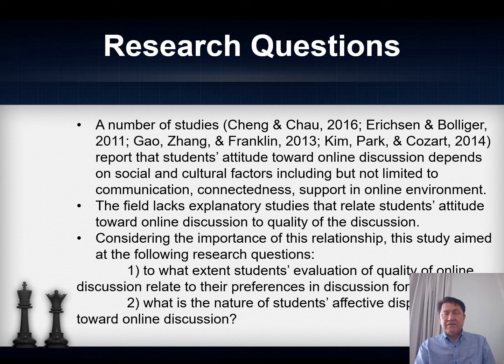A number of studies report that students' attitude toward online discussions depends on social and cultural factors, including but not limited to communication, connectedness, and support in the online environment. However, the field lacks explanatory studies that relate students' attitude toward online discussion to the quality of the discussion itself. Considering the importance of this relationship, the study aimed at the following research questions.